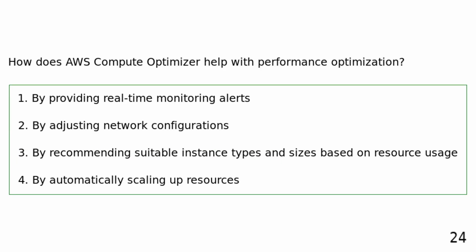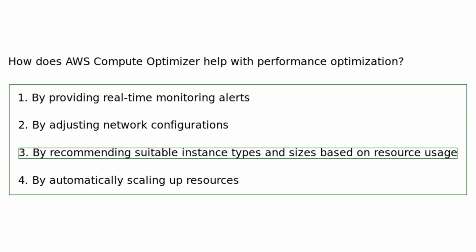How does AWS Compute Optimizer help with performance optimization? By providing real-time monitoring alerts. By adjusting network configurations. By recommending suitable instance types and sizes based on resource usage. By automatically scaling up resources. AWS Compute Optimizer helps with performance optimization by recommending suitable instance types and sizes based on resource usage, ensuring efficient performance.